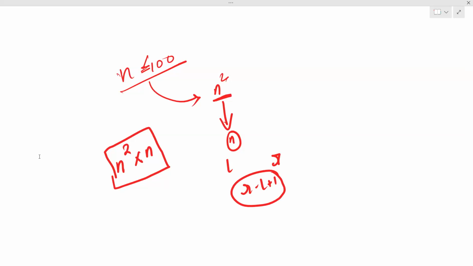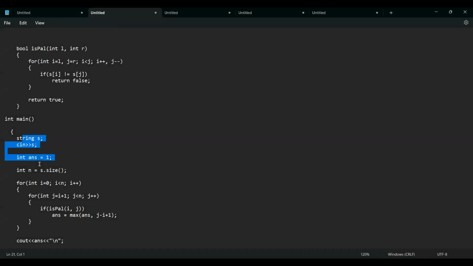First I'm taking string s as input, then I'm initializing my answer as 1, then I'm iterating through each and every substring and checking whether or not it's a palindrome. If it is a palindrome, I'm taking my answer to be the maximum of answer and j minus i plus 1. So now this is clear to everyone, right? Okay. So let's go to the next problem.